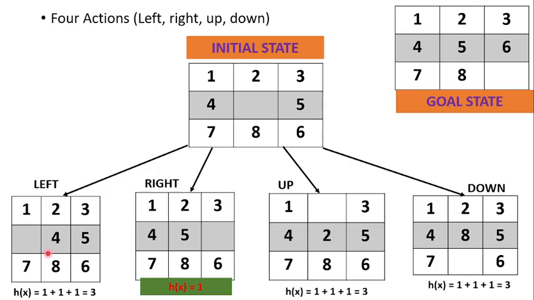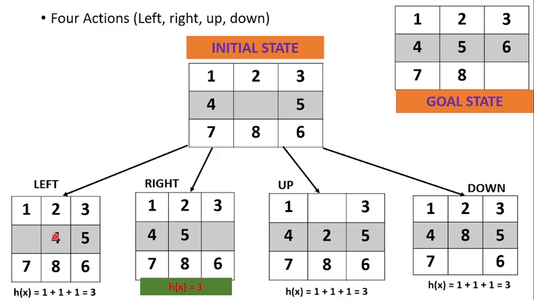After finding these 4 steps, now we have to find out the heuristic error. So how to find out the heuristic error? We got these 4 combinations, right?